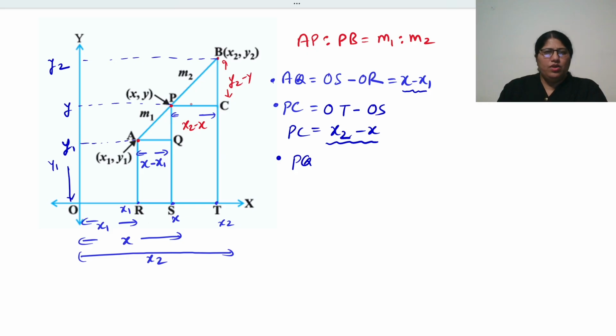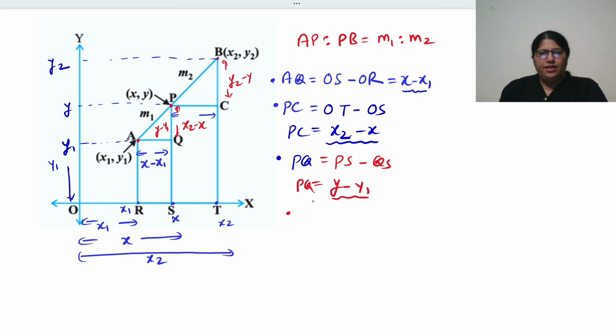So your PQ length is going to be here. If I'm trying to find out the PQ length, it is going to be y minus y1. So PQ is going to be PS minus QS. PS is Y, QS is Y1. This is your PQ length.